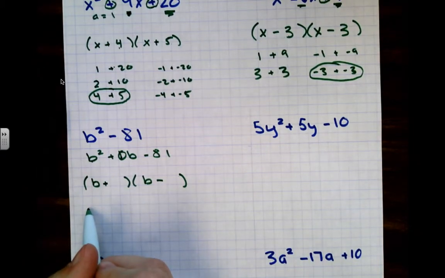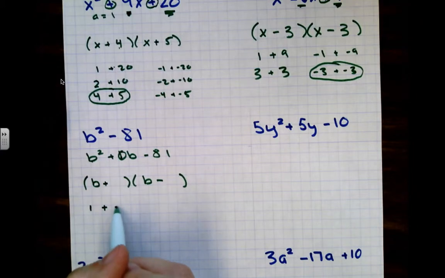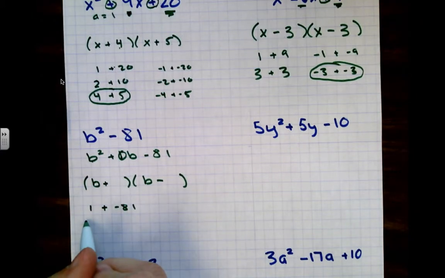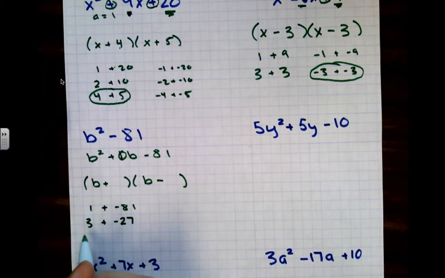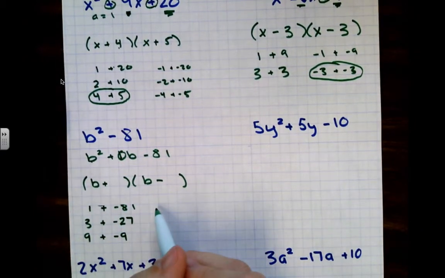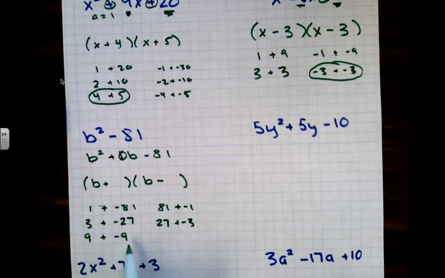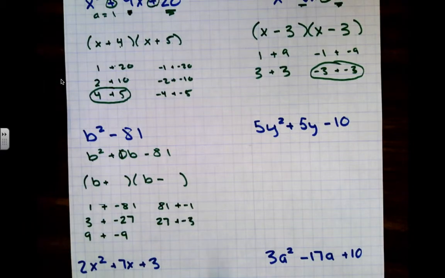I could say 1 and negative 81. I can say 3 and negative 27. I could say 9 and negative 9. And there's really nothing else. I could go through and say 81 and negative 1, 27 and negative 3, and then 9 and negative 9 would really be the same thing.